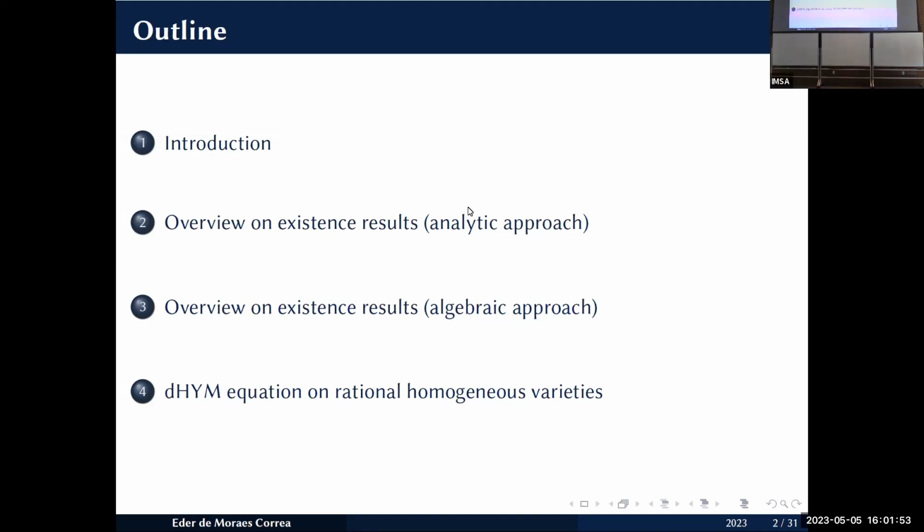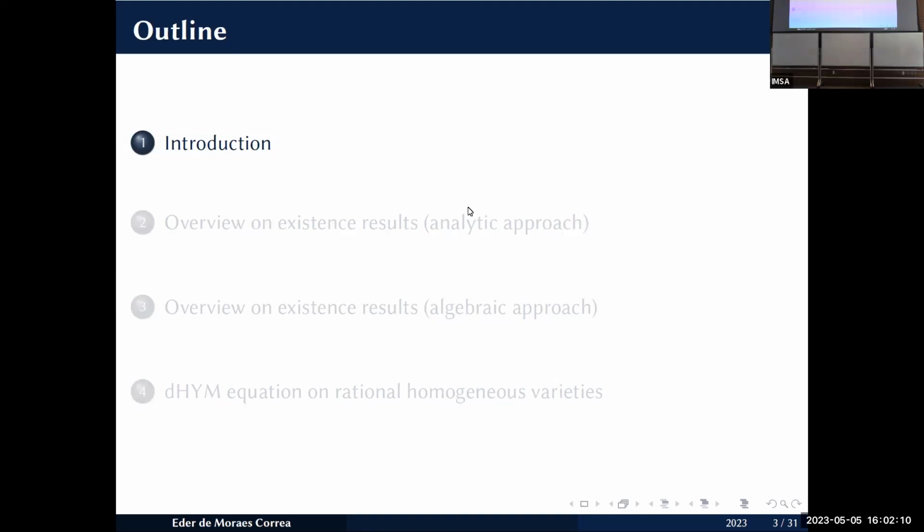So as we can see, in the setting of homogeneous vector bundles, the problem of solving the equation is not so difficult. We just need to know how to write some things, and then we can prove the basic existence result. Okay, so let's start.